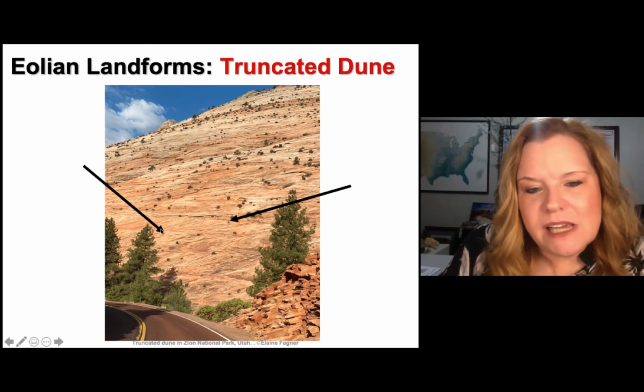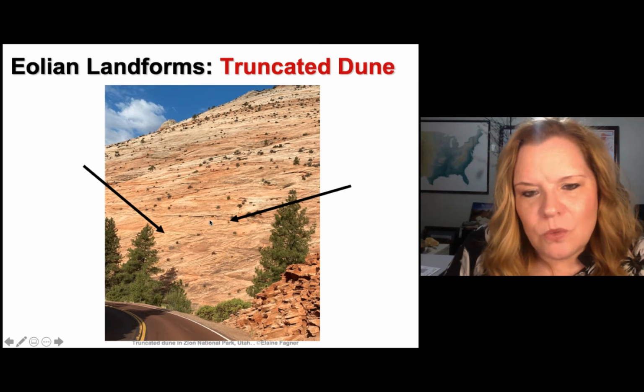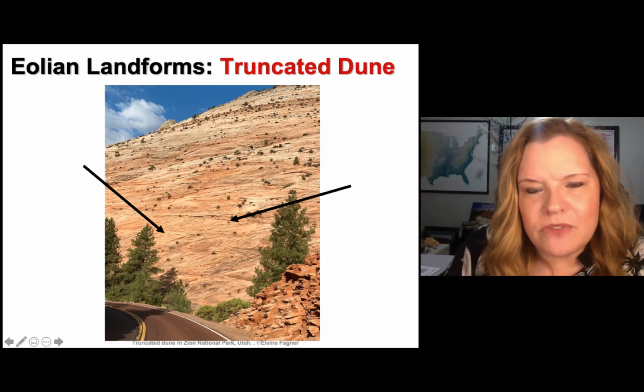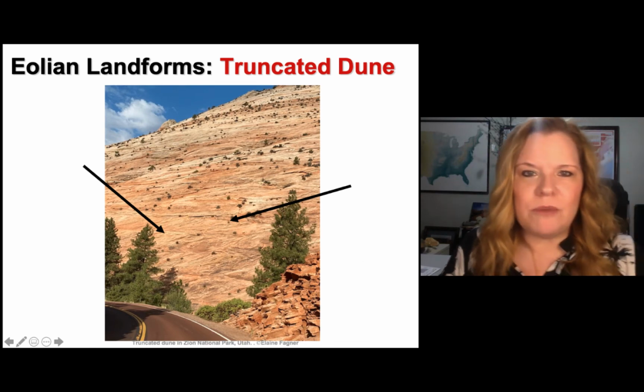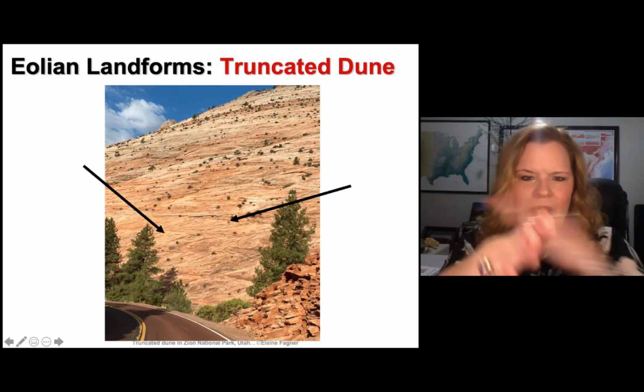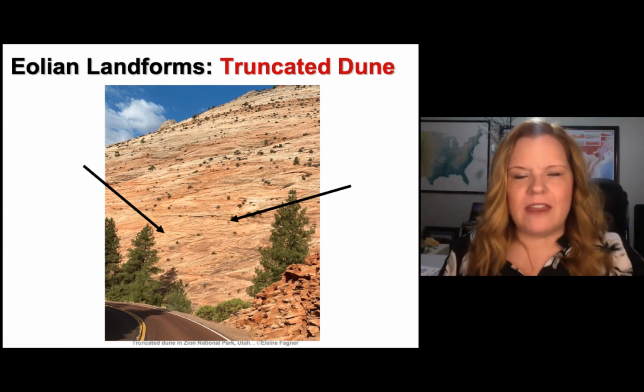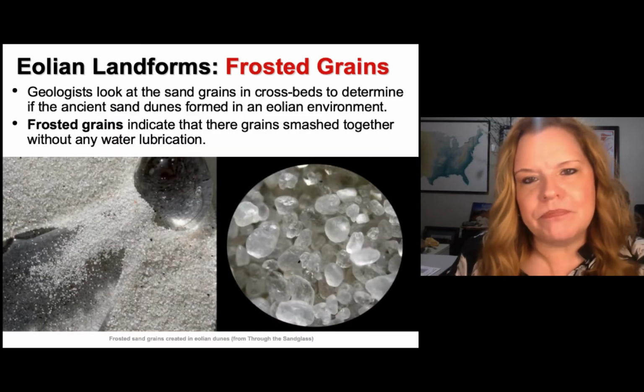But you can see this truncated dune here, one here. There's some more up this way, but again, the truncated dune represents crossbeds. You get a storm, this crossbed is wiped flat, and the new ones are put on top.